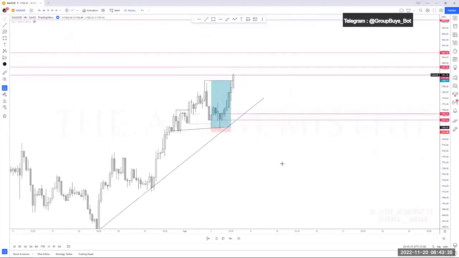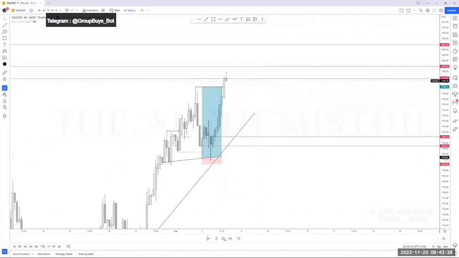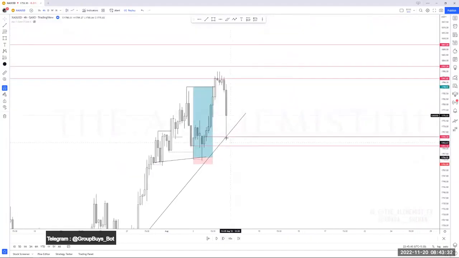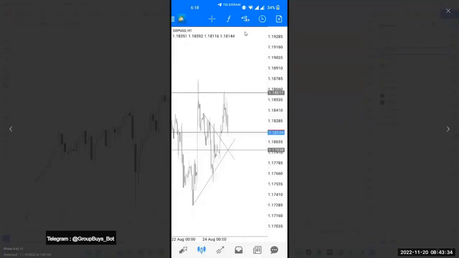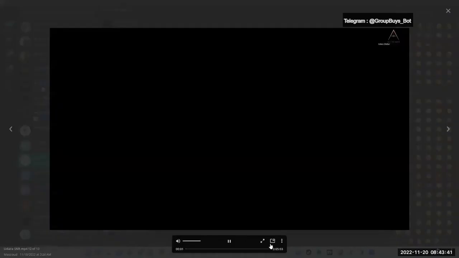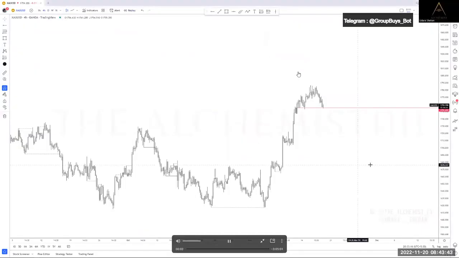So now I was waiting to show you. Wait, breakout structure, coming down. Can you see? Okay, so let's get started.